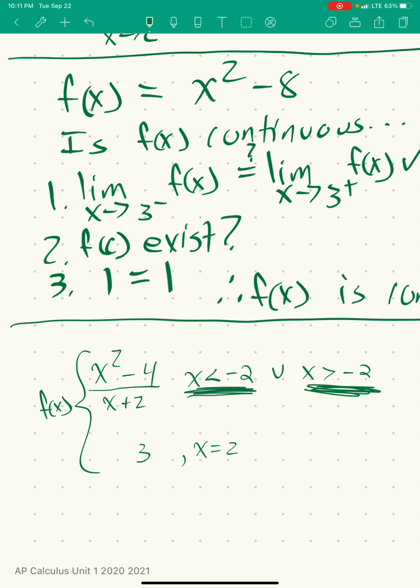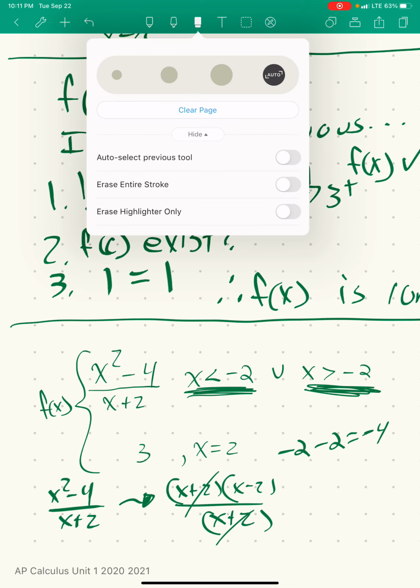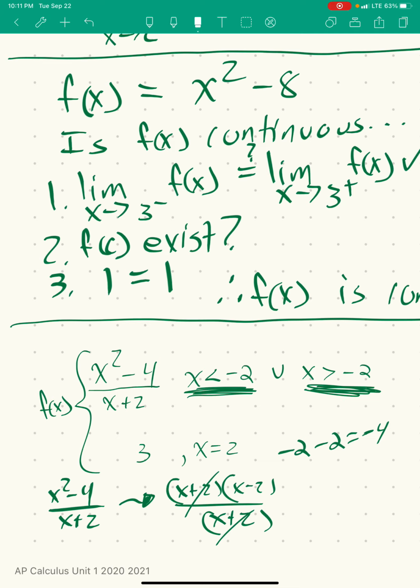So let's look at the first function, x squared minus 4 all over x plus 2. We should know already that we can break this down as x plus 2, x minus 2, and we can factor those down. We're down to x minus 2. So if I plug in the value negative 2, I get negative 2 minus 2 equals negative 4. So I know that the value of this function is negative 4 as it approaches x equals negative 2, right? So it should be approaching the value of negative 4. Let's check if that's the same thing that happens when x actually is negative 2.